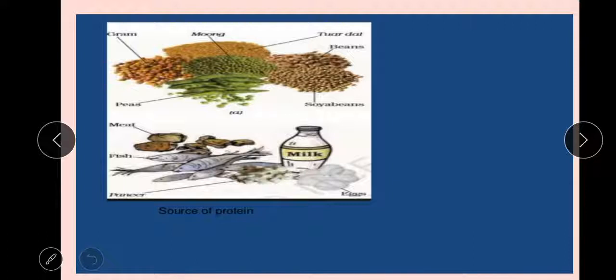Now, sources of protein, as we have discussed in earlier slides, proteins are helpful for building the muscles or for the growth of the body. Hence, it repairs our muscle and gives us growth. We can say this is our growing food, the main growing food of our body.